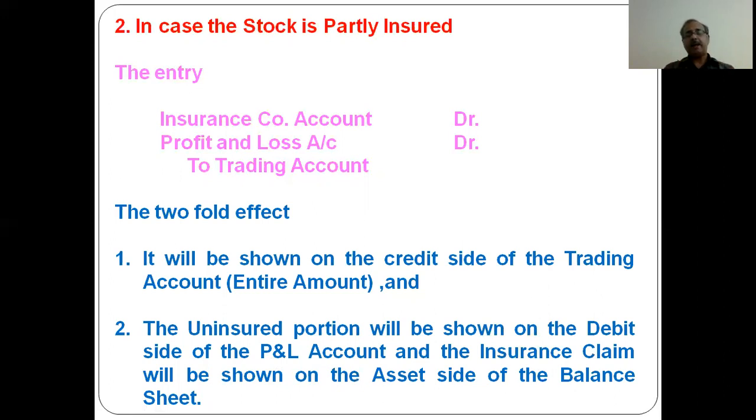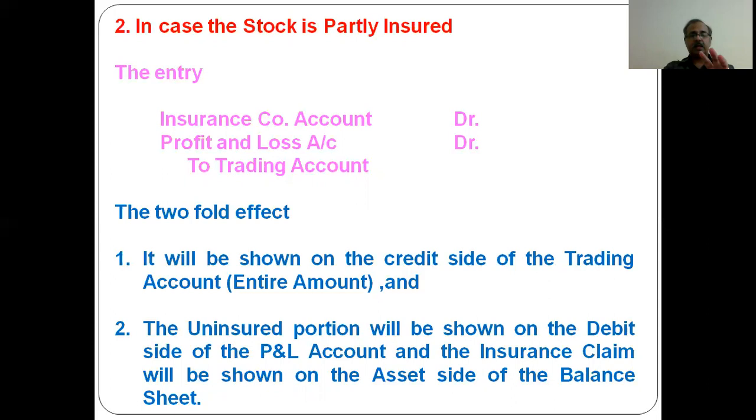So the entire amount will be shown on the credit side of the trading account in order to show the actual material consumption. And if there is any uninsured portion, in case of partial insurance, the uninsured portion will be treated as actual loss and debited in the P&L account, because the insurance company will never admit the full claim, only a partial claim. Whatever claim is admitted by the insurance company will be treated as an asset and shown on the asset side of the balance sheet.